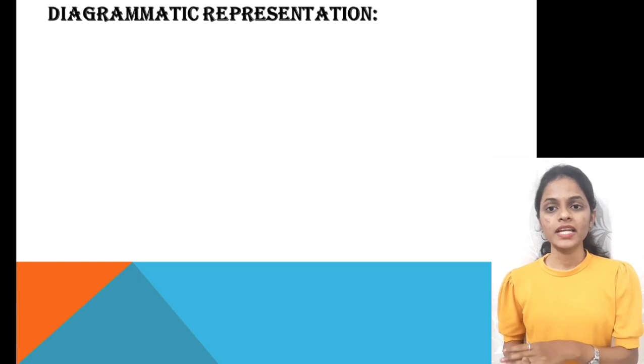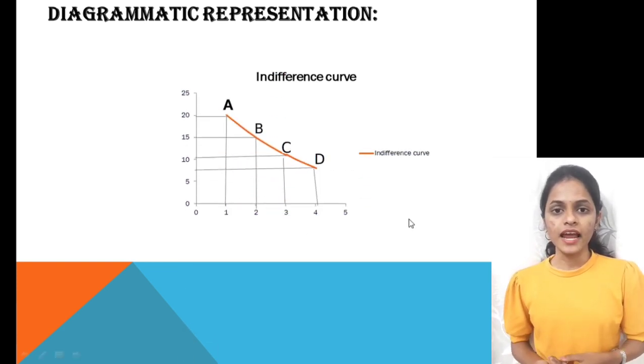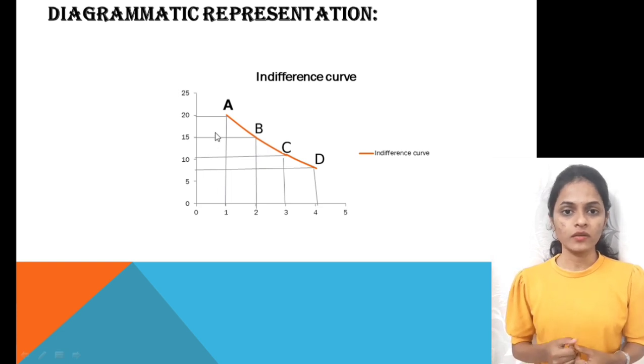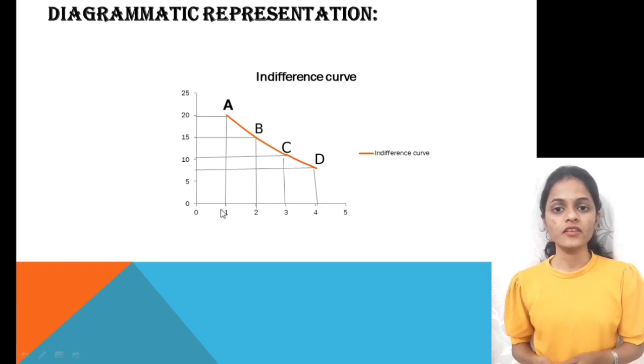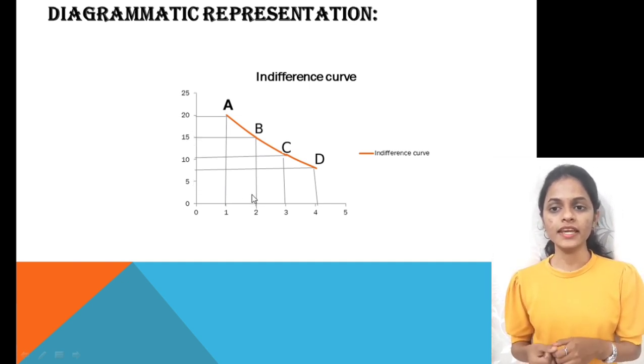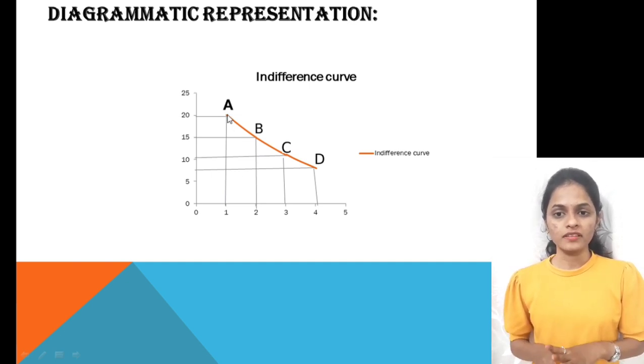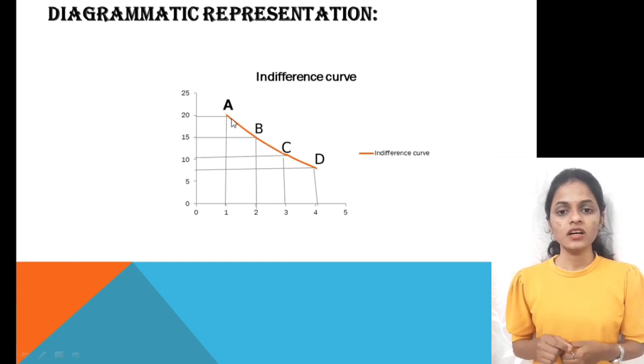Let's see the diagrammatic representation. On the x-axis is X units and on the y-axis Y units. On the x-axis we put 1, 2, 3, 4 and on the y-axis we put 20, 15, 11 and 8. When we plot, we get 4 points. We can say locus point. If we join these dots, what do we get?